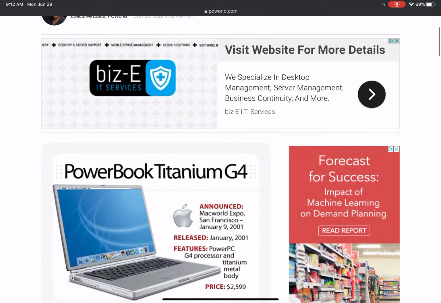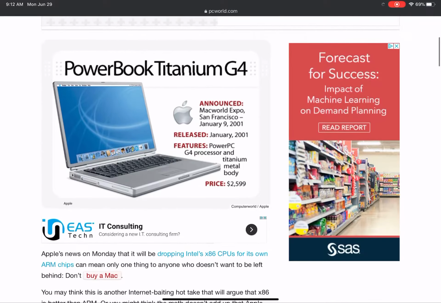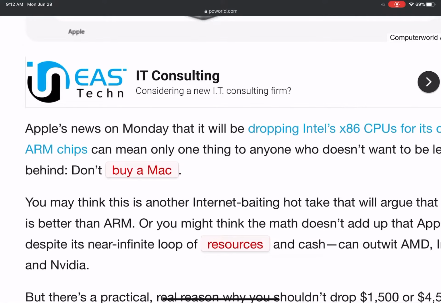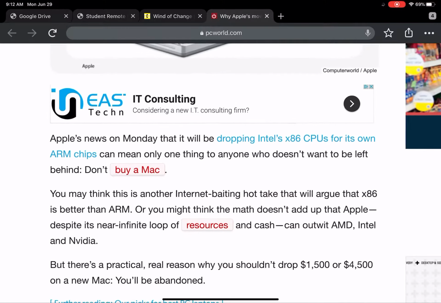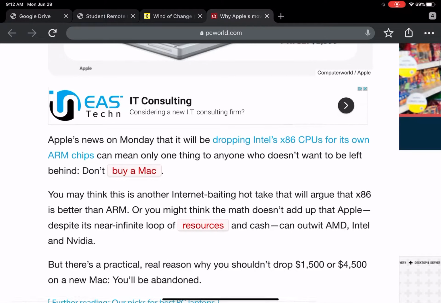And as I scroll down, in addition, of course, all these distracting ads, and I'm looking at the core of the article, I noticed, oh, look at this, where it says don't buy a Mac. The words buy a Mac are actually a link, but it looks weird, right? Because it's boxed around and that link is in red instead of blue.